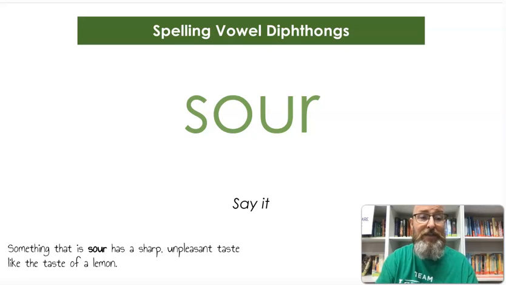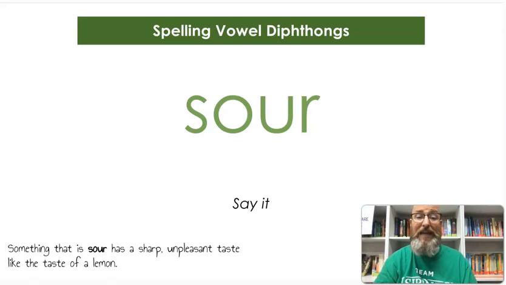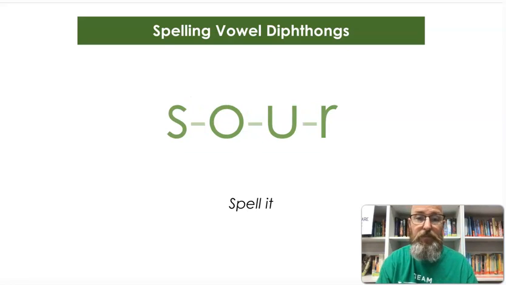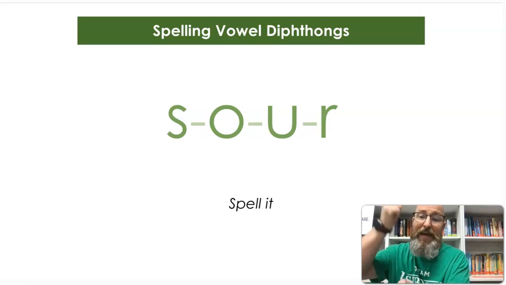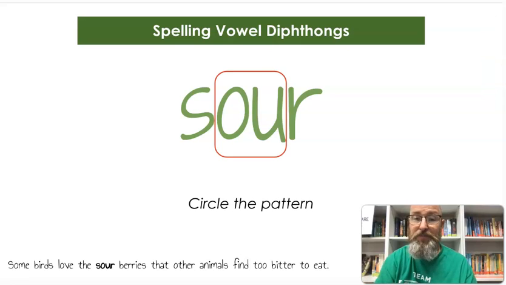Our next word is sour. Say sour. Something that is sour has a sharp, unpleasant taste, like the taste of a lemon. Count the syllables. Sour. And let's spell it. S-O-U-R, sour. And write it. S-O-U-R. Some birds love the sour berries that other animals find too bitter to eat.